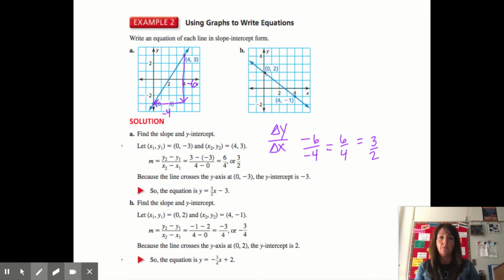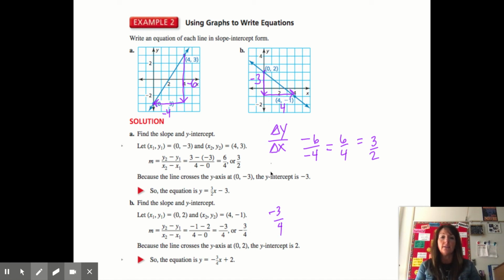Looking at the next one, b. So we're going down 1, 2, 3. So we'll go down 3. And then we're going to go to the right, 1, 2, 3, 4, which is a +4. So we have a 3 over a positive 4, which gives us the negative 3/4.